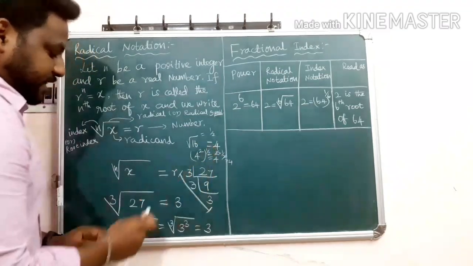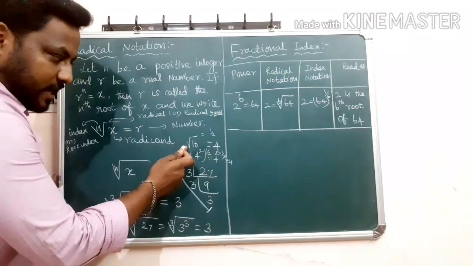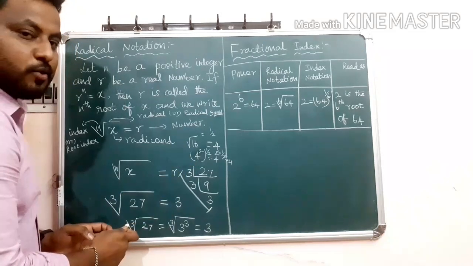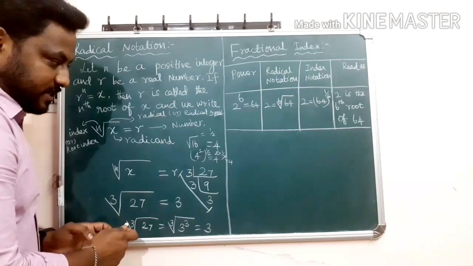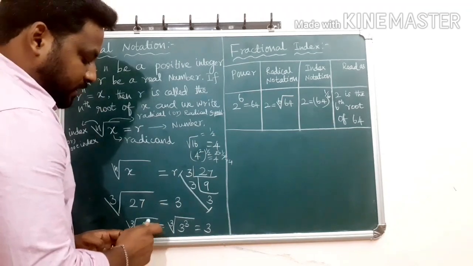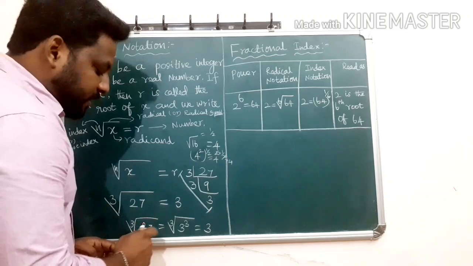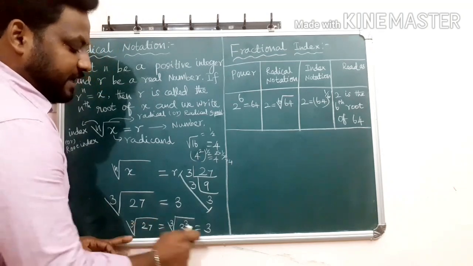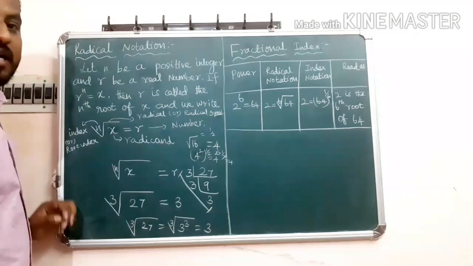In the same way, here it is not the quadratic symbol but the cubic one. So the cube root of 27, you have to take the cube root of the 27 value, which is equal to 3. This is called radical notation.